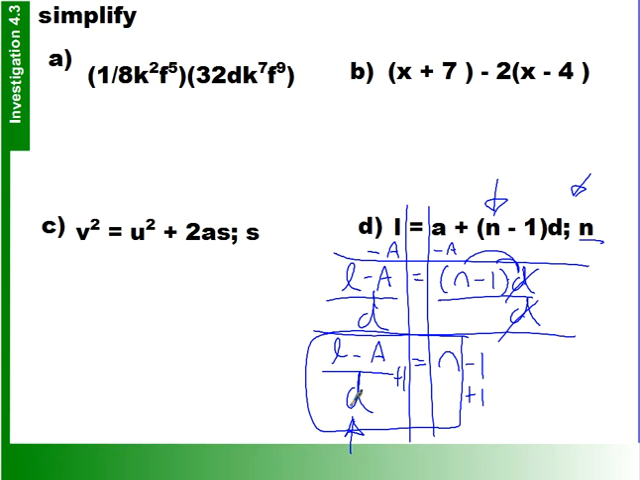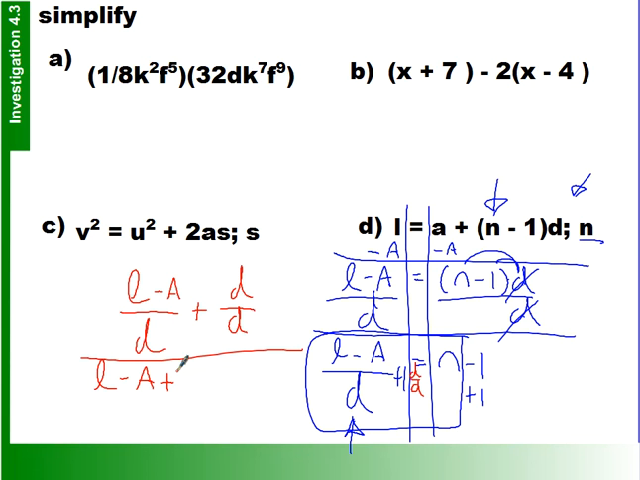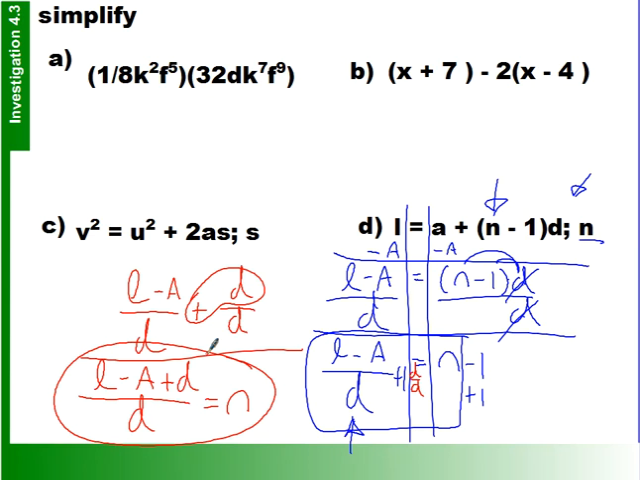So what I'm going to do is multiply 1 by d over d, because then I have common denominators. Well, d over d times 1 is just d over d. So that means I have L minus a over d plus d over d. Well, now I can add these things because I have a common denominator. So I end up with L minus a plus my d over d is equal to n. And that is the correct answer.